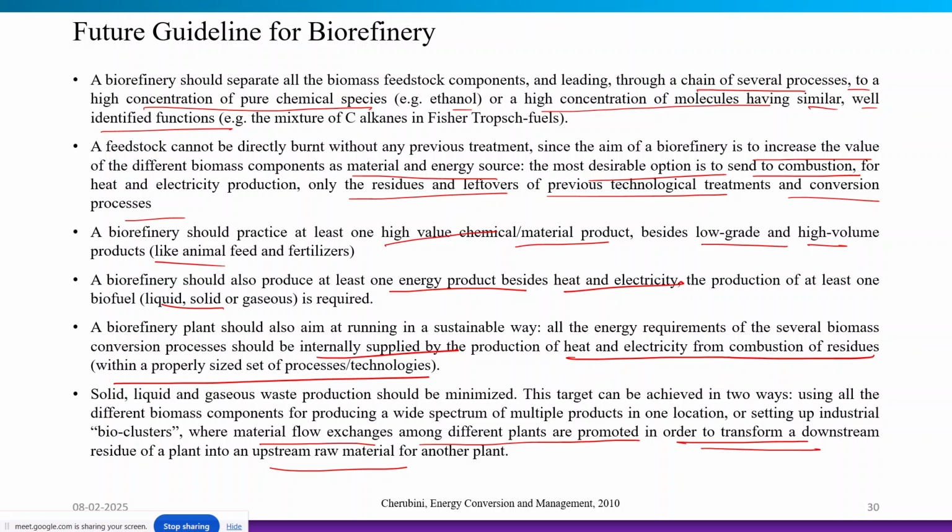So industrial scale bioclusters can also be taken as a strategy, so that one product or waste product of one refinery can be taken as the feedstock for another plant, just like we follow the strategy for the petroleum oil refinery. The same strategy can also be followed in the future biorefinery concept to grow in a sustainable way.